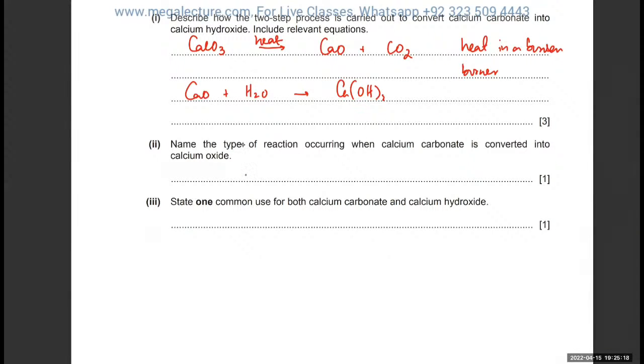That is decomposition. Okay, you had said that as well. That one is decomposition. State one common use of both calcium carbonate and calcium hydroxide. Common use. What are they used for?